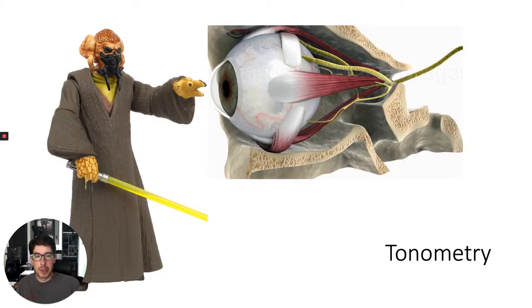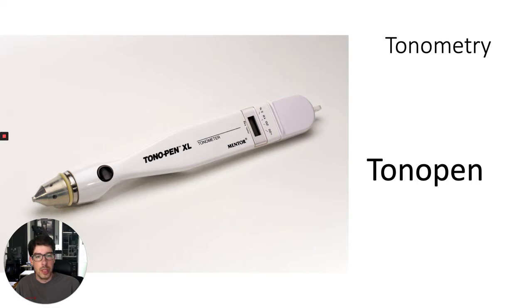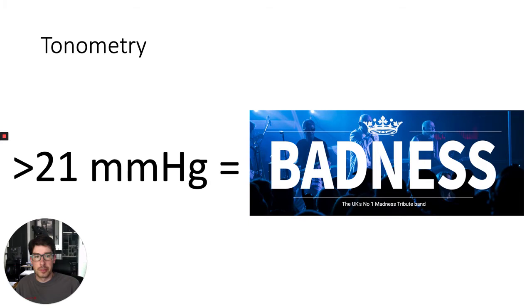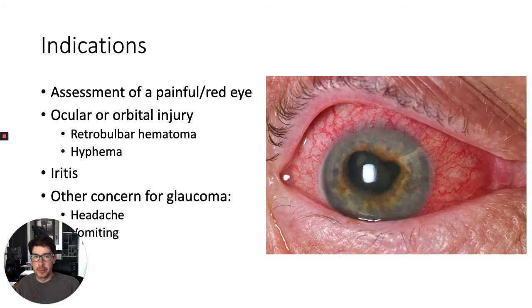You could theoretically just press your finger over the closed eyelid to estimate IOP, but this method should be reserved for ophtho Jedi masters. In the Vanderbilt ED, you'll be using the TonoPen, so that's the one we'll focus on. An IOP greater than 21 is elevated and represents badness.